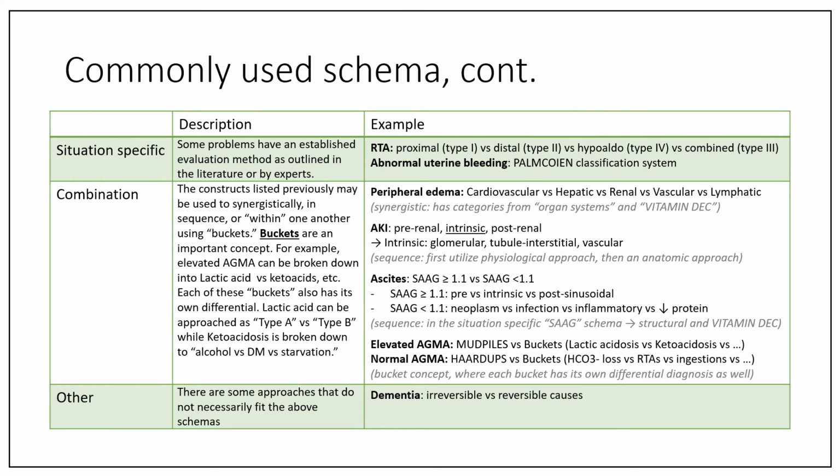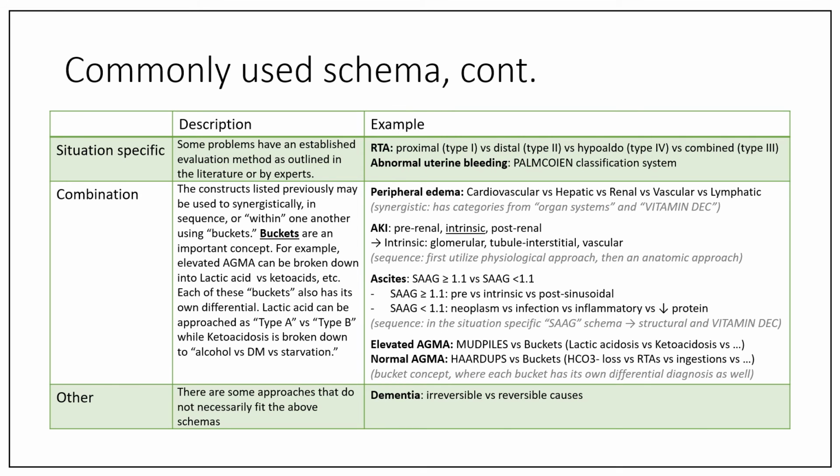Some buckets that we can use for elevated AGMA include lactic acidosis, ketoacidosis, renal failure, and toxic ingestions. You can also note that each of these categories is further broken down into their own differential diagnoses. For example, lactic acidosis can be approached as type A versus type B, while ketoacidosis can be approached as diabetes versus alcoholism versus starvation.